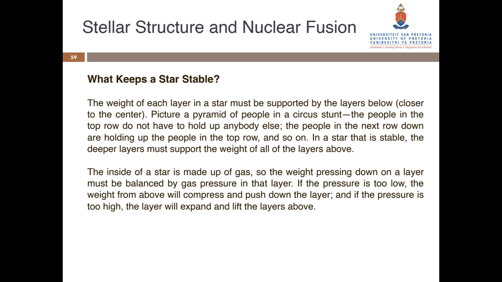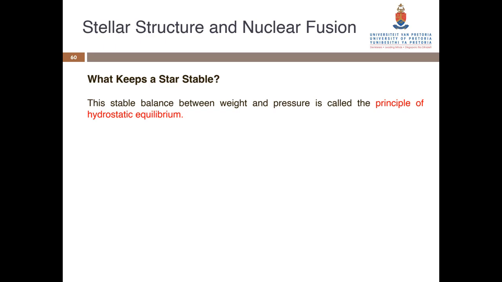The inside of a star is made up of gas, so the weight pressing down on a layer must be balanced by the gas pressure in that layer. If the pressure is too low, the weight from above will compress and push down the layer. And if the pressure is too high, the layer will expand and lift the layers above. So this stable balance between weight and pressure is called the principle of hydrostatic equilibrium.